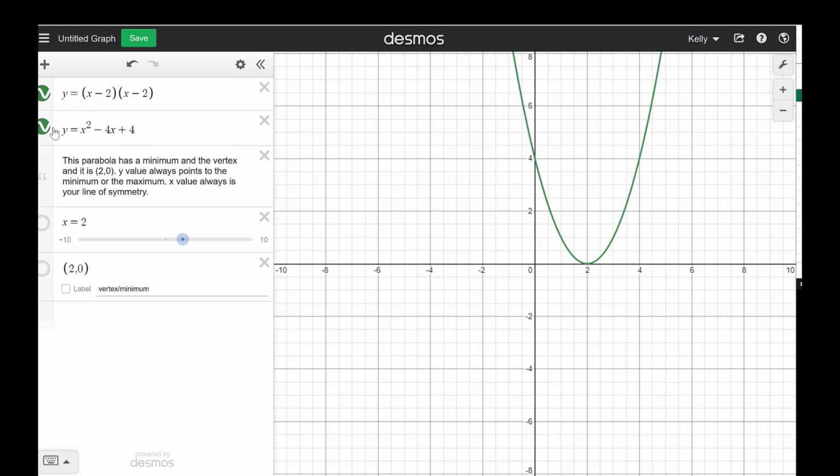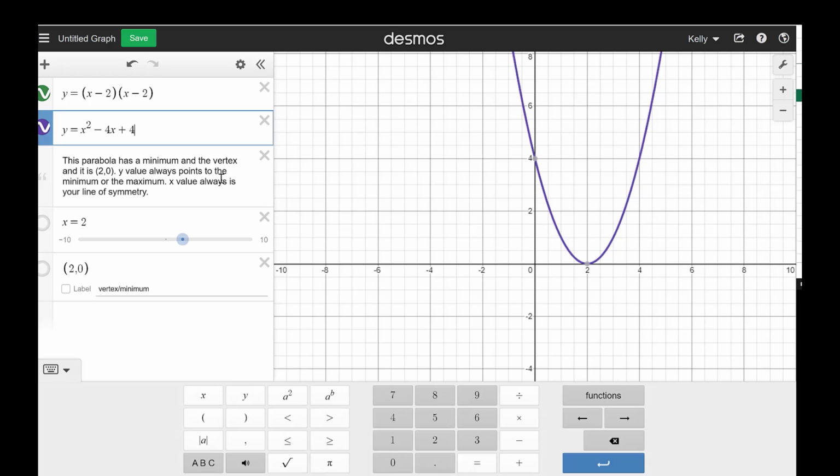And notice I graphed it. It's the same color. Let's just change the color for a moment so that you guys can get an idea that it really is the same graph. Okay. All right. And then what you see down here, I have written this parabola has a minimum and the vertex is 2, 0. The y value always points to the minimum or the maximum on a quadratic, and the x value always is your line of symmetry.